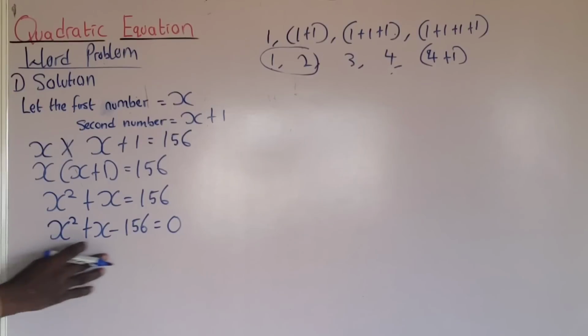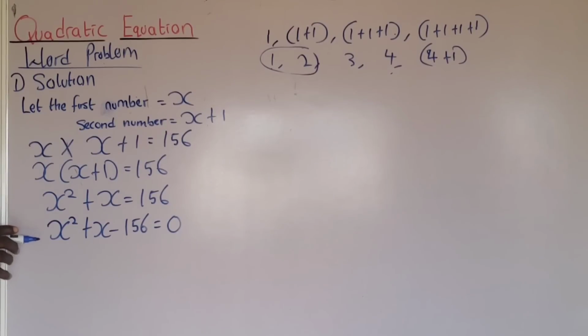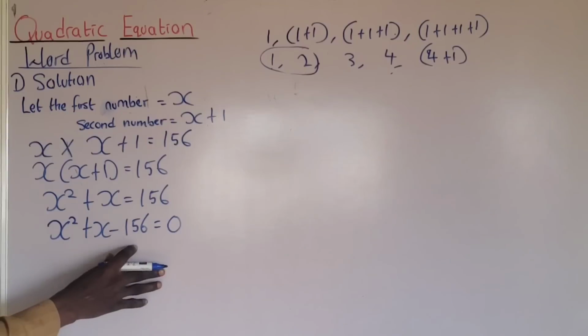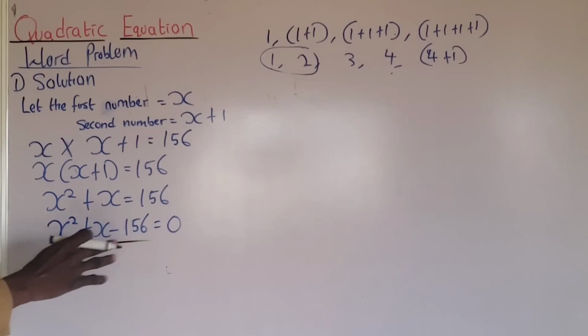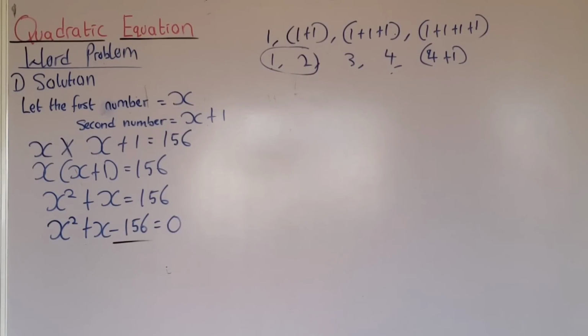To solve this using the factorization method, the first step is that you have to think of two numbers, because the coefficient of x squared is 1. We just have to think of two numbers such that when we take the product of these two numbers, we're going to have minus 156, and if we add these two numbers together, we're going to have plus 1. All this we've discussed in our previous class, so if you missed the class, you can go back and watch those videos.